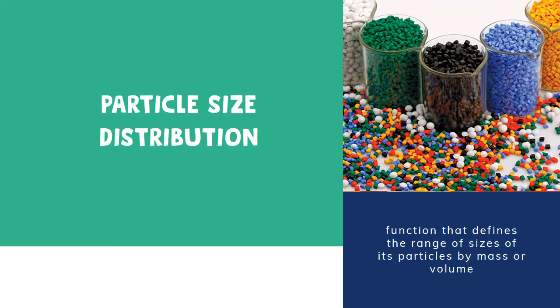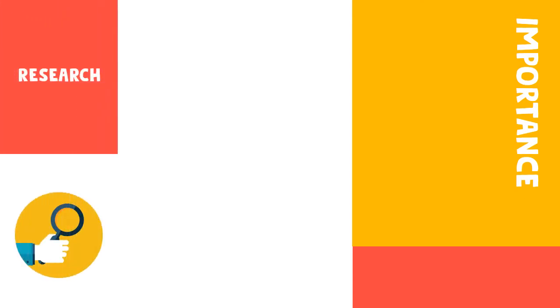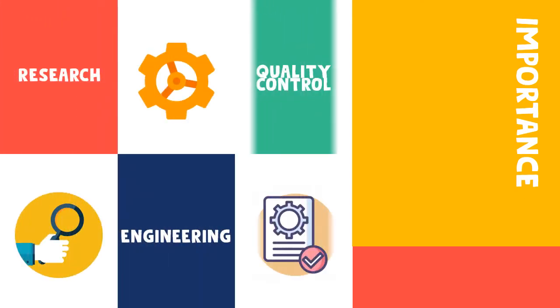The particle size distribution of a material is a function that defines the range of sizes of its particles, powders, or granules by their mass, volume, or other properties. Determining the particle size distribution is essentially practiced in different fields of research, engineering, and quality control.